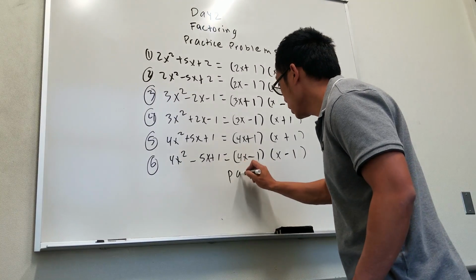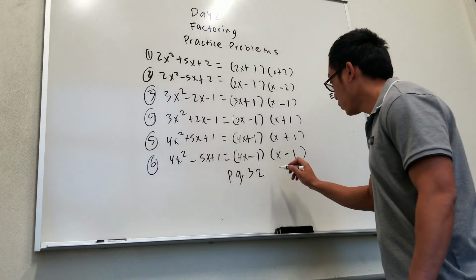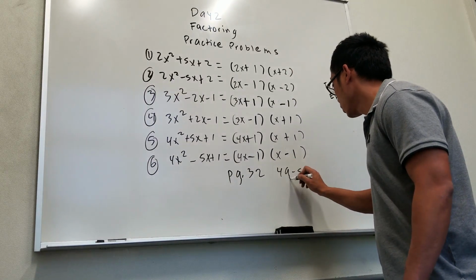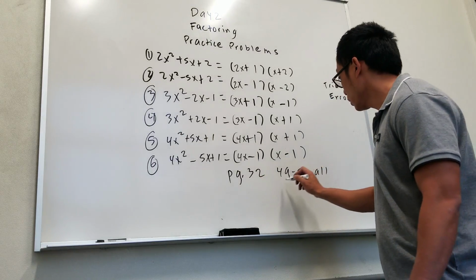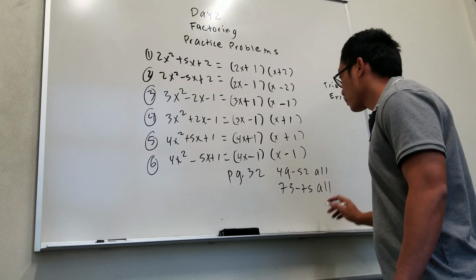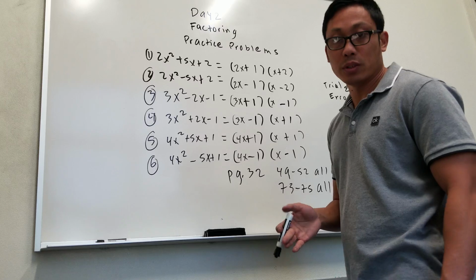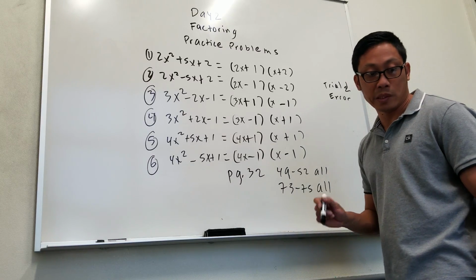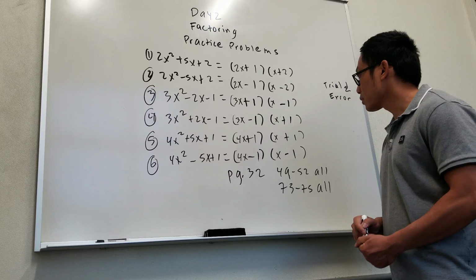So I gave some homework questions. This is going to be page 32, 49 to 52, all. Then 73 to 75, all. So you guys wondering, I'm using Precalculus Stewart, the 5th edition. I showed that on day 1. So that's the book I'm using. And that's it.